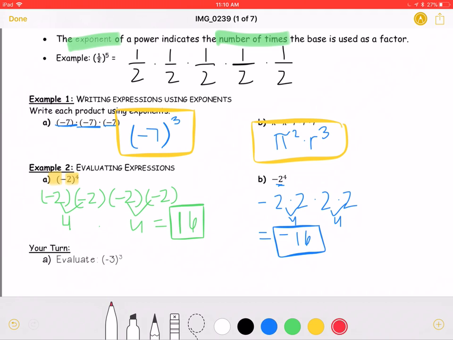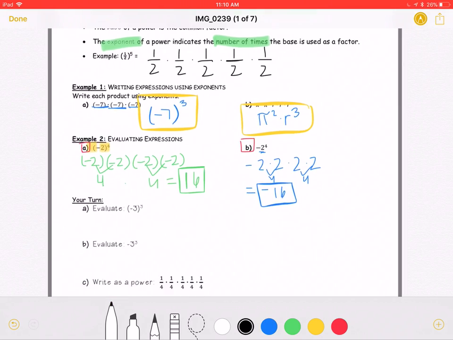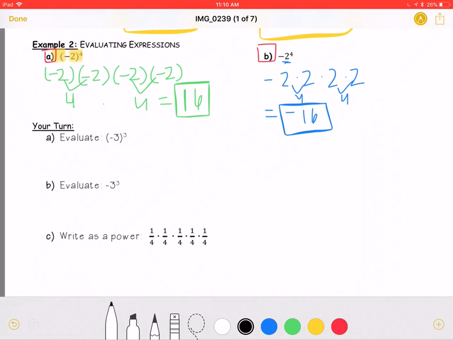So that's the difference between parts A and part B, whether there's parentheses or not. If the parentheses are around that negative, you include it. If it's not, like in part B, we bring that negative down into our answer. All right, your turn. Evaluate these expressions. So pause the video, try A, B, and C. When you're done, press play, and we're going to go over it.